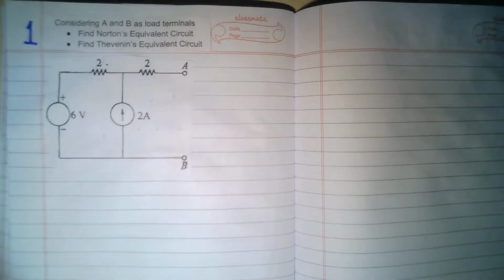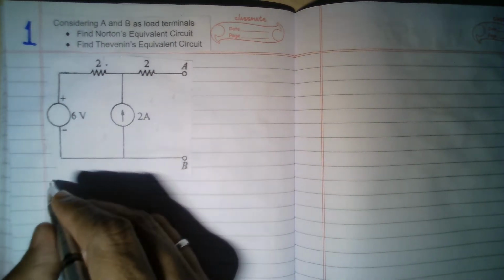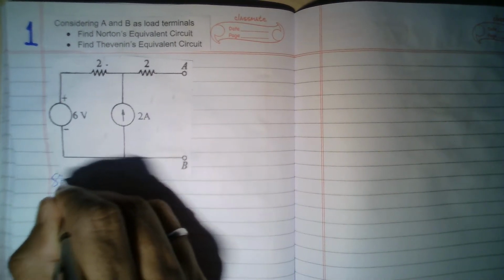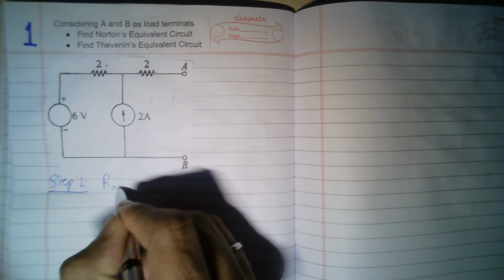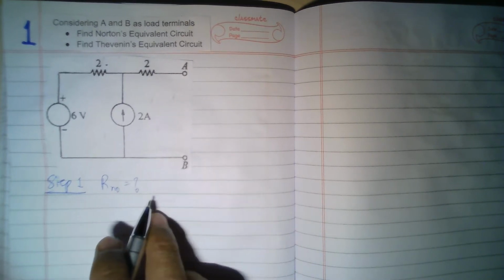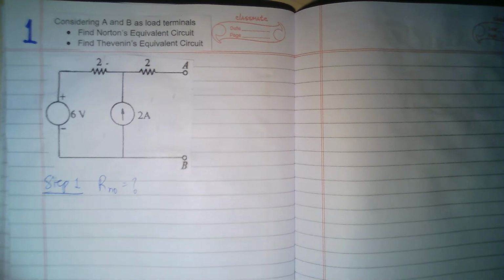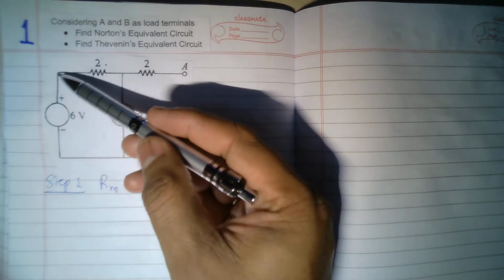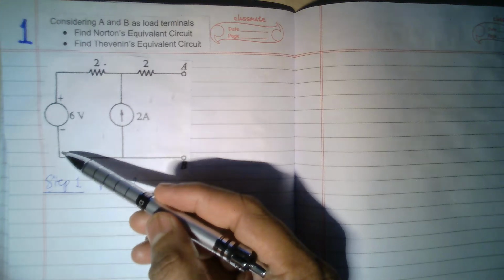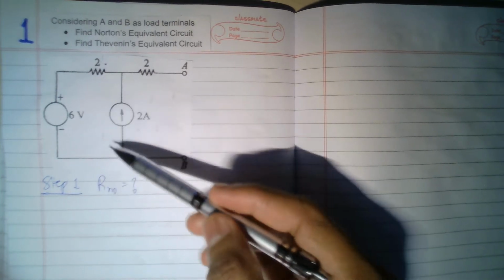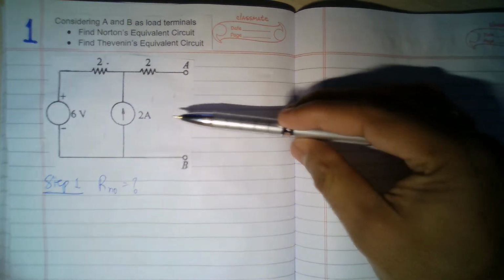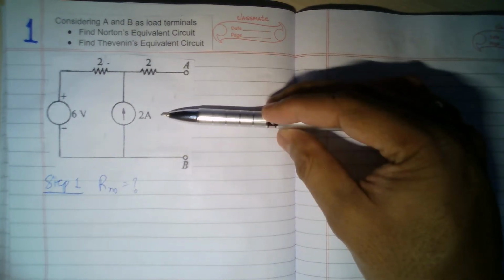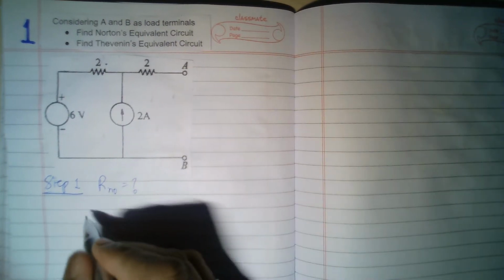So the first step, step 1, is common: finding RNO, Norton's resistance, which is nothing but Thevenin's resistance. The procedure is the same. All voltage sources should be short circuited and all current sources should be open circuited, and then find the resistance as viewed from the AB terminals. What is the resistance? It's very simple.